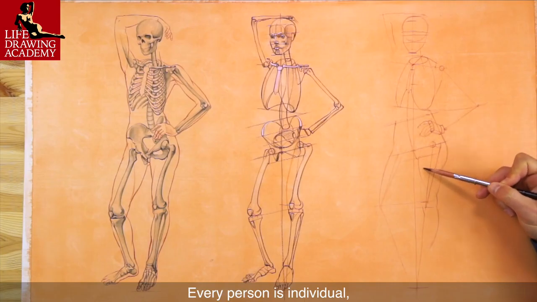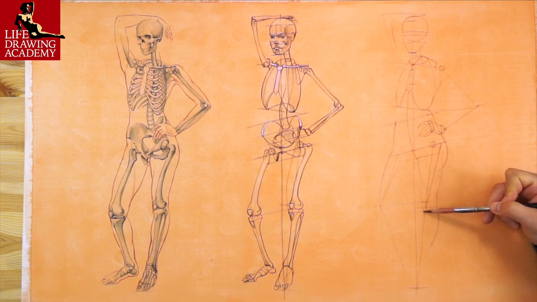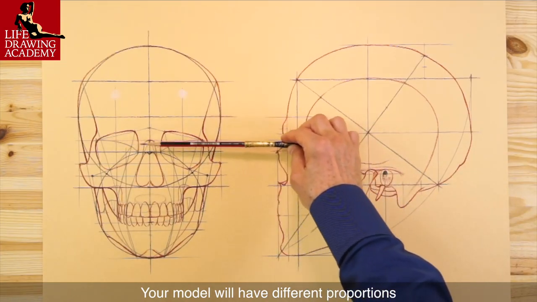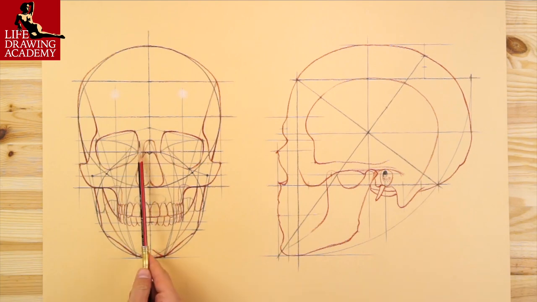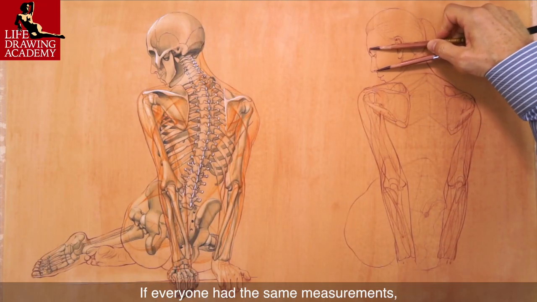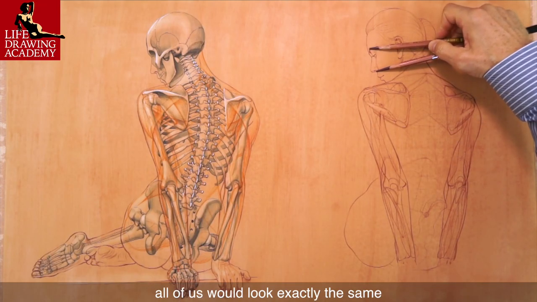Every person is individual, and so are proportions. Your model will have different proportions to those you see in the video lessons. If everyone had the same measurements, all of us would look exactly the same.